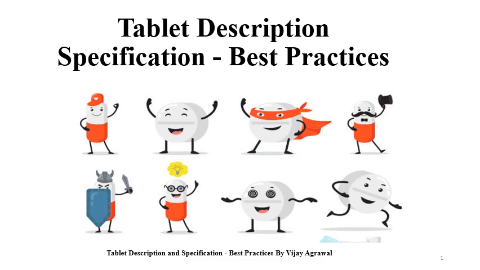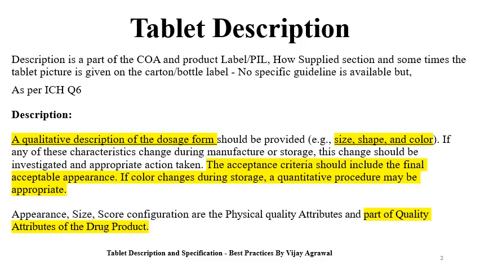You can see the picture here. Tablet description. Description of the tablet is a part of COA of the product. It is a part of label, PIL, and it is also included in how supplied section. And sometimes some of the manufacturers include the tablet picture on their carton or bottle label. See, as I have mentioned, there is no specific guideline for the tablet description, but ICH Q6 gives some information about the description.